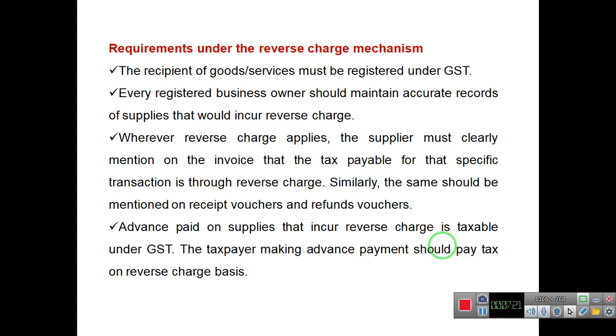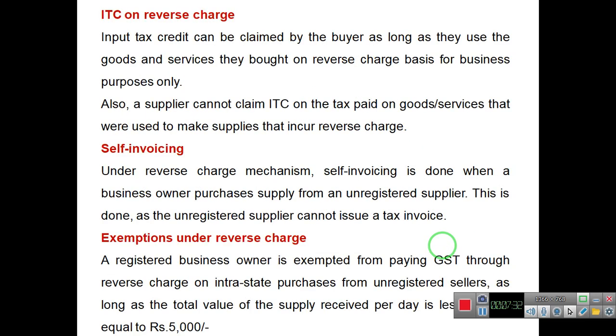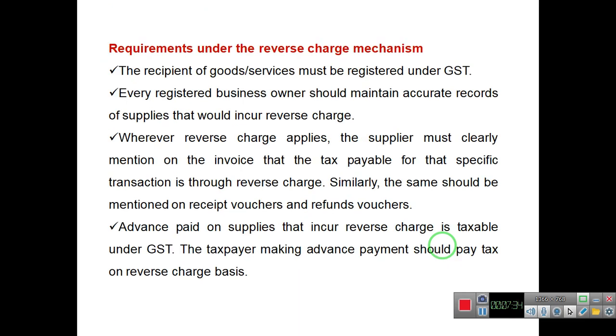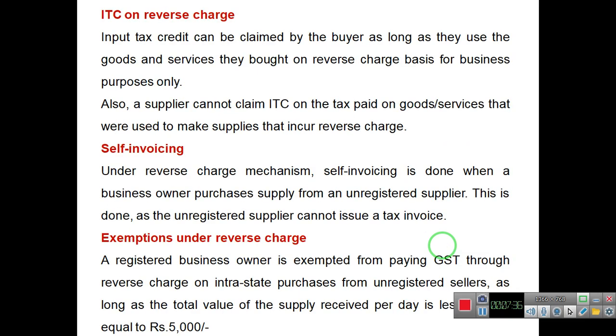Even in case of advance paid on supply, the reverse charge is taxable under GST. The taxpayer making the advance payment should pay tax on a reverse charge basis. These are the requirements under the reverse charge mechanism.